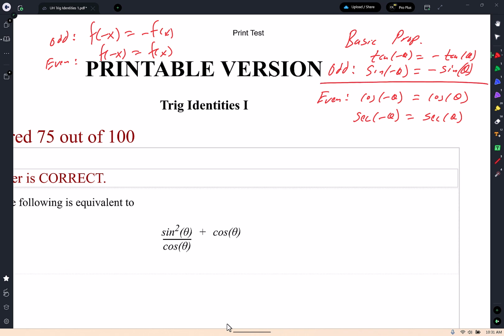If you square it, so if I have something like sine squared of negative theta, if I'm squaring it, then that doesn't matter, because a negative times a negative is going to be a positive. So if you have a negative argument, it's the same as having a positive argument.